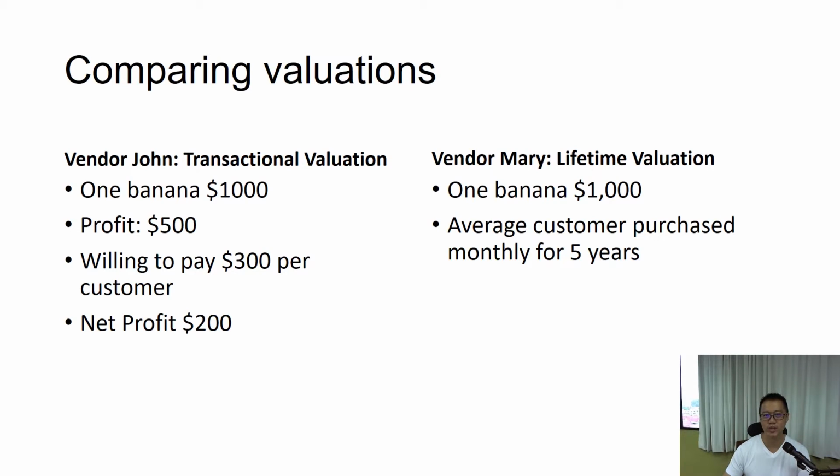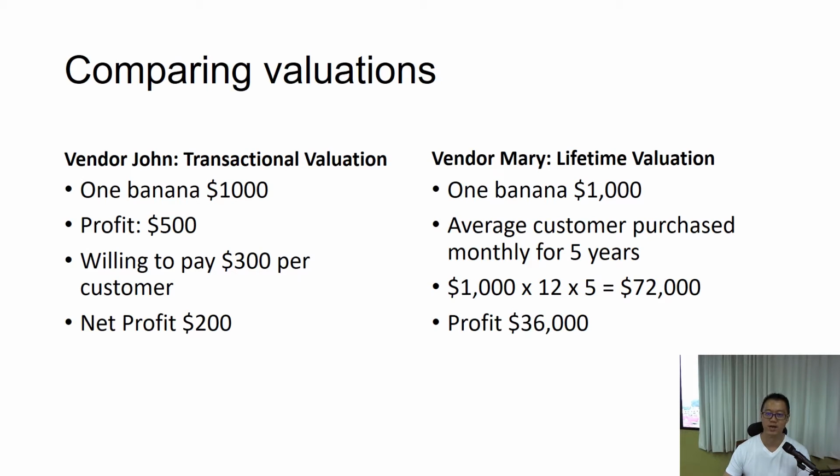So she worked it out. Bottom line is that each customer is worth $72,000 to her, and she profits $36,000 from each customer on average. So she's figured out, right, I just need to get the customers to start buying from me the first transaction, and on average, they will spend $72,000 with me, and on average, I will profit $36,000.